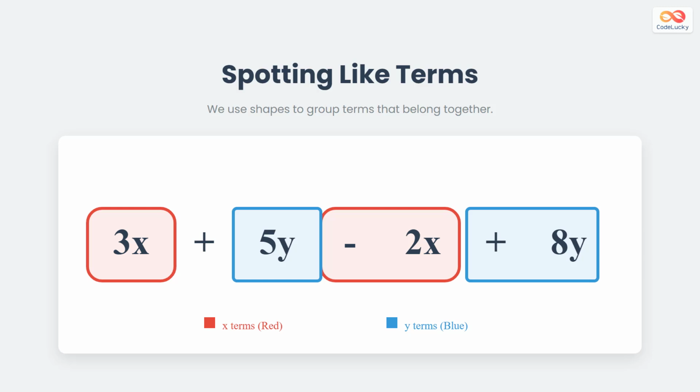When you see a long expression, it helps to visually group them. Here, we can put a red box around the x terms, 3x and negative 2x. Notice how we include the sign in front of the term. Then, we can put a blue box around the y terms, 5y and 8y. Now it is easy to see what can be combined.